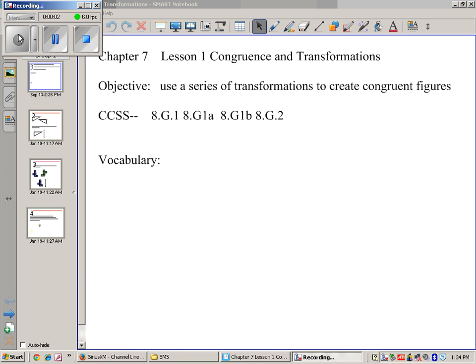Hey, welcome to Chapter 7, Lesson 1, Congruency and Transformations. Our learning target or objective for this lesson is to use a series of transformations to create congruent figures. As you'll see, there are no vocabulary words for this lesson as we will be diving back into last chapter's vocab. Hey, let's get started.